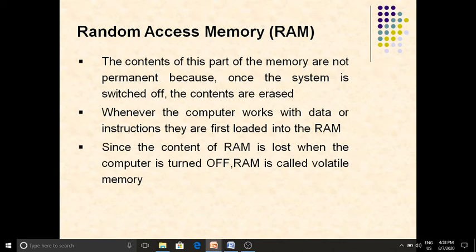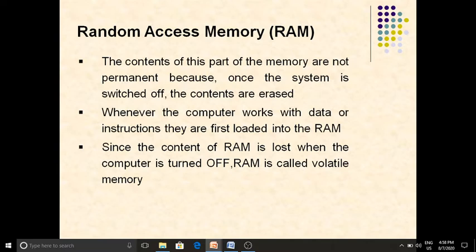The data which is stored in the computer system is held in primary memory. It is again divided into two types, RAM and ROM. What is RAM? Random access memory. The contents of this part of the memory are not permanent, because once the system is switched off, the contents are erased. Whatever data you enter into the system is stored in some part of the memory, called RAM, because it is not permanently stored.